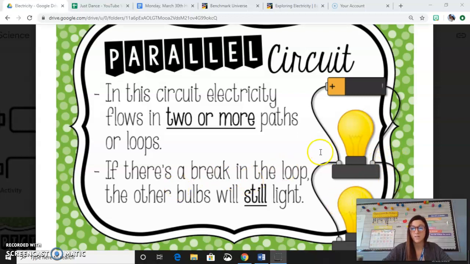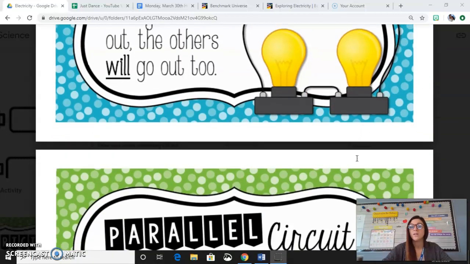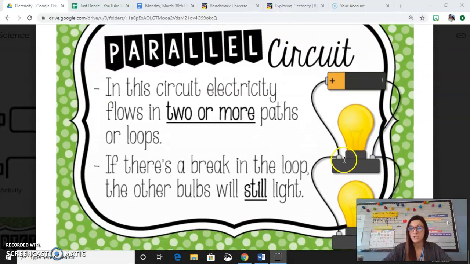So if there's a break in the loop, say right here or down here, the other bulb is still going to be lit because there's another pathway for that electricity to flow through. So when you think of series circuit, I want you to think of one path, where parallel, I want you to think of two paths.